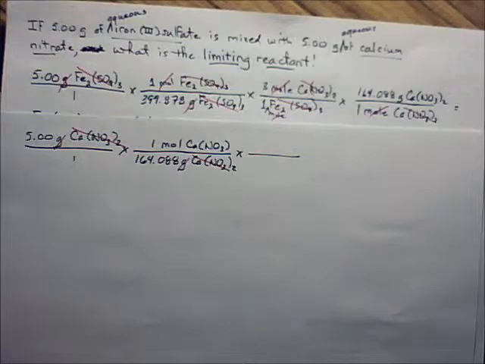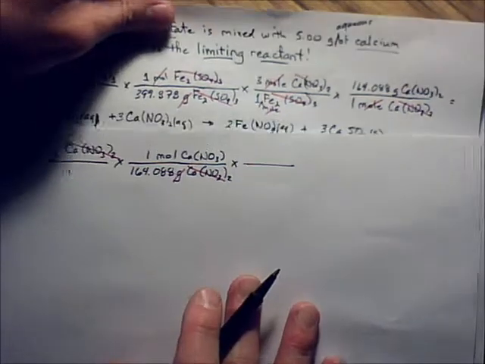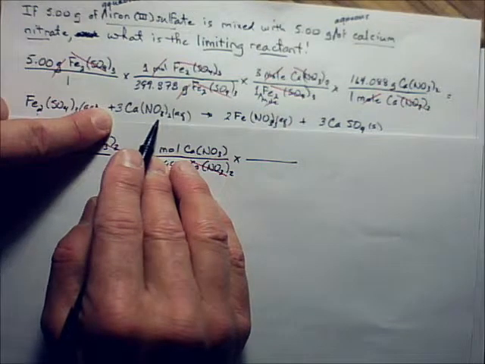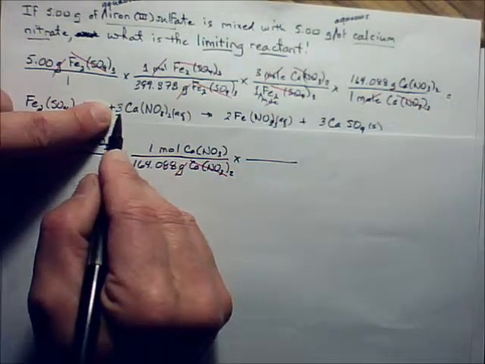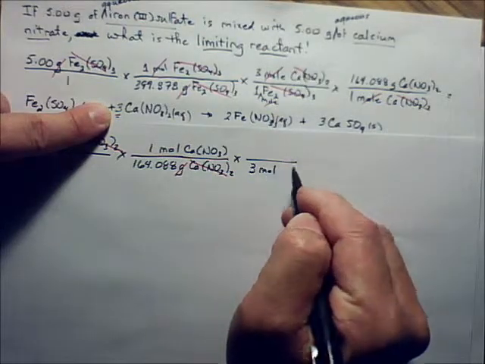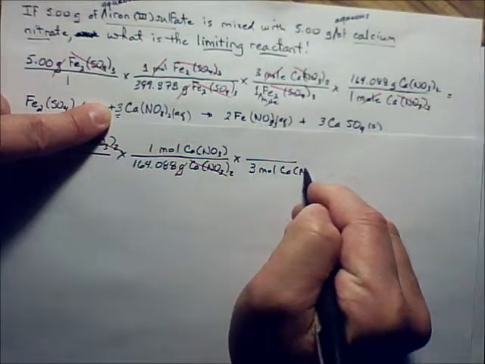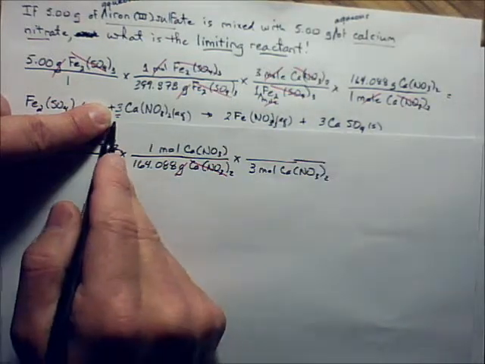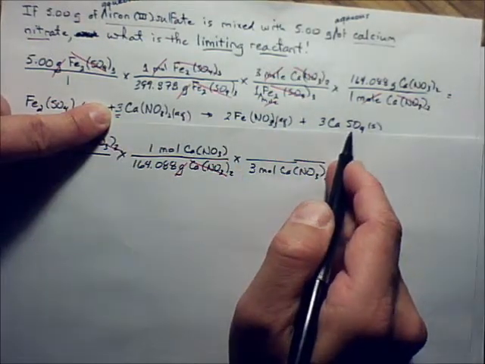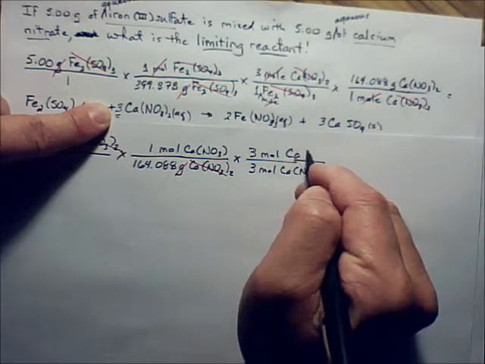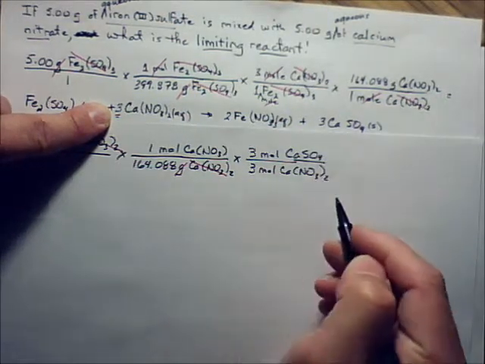But now we need our molar ratio from the balanced equation. So we need to go from 3 moles of calcium nitrate, the coefficient 3 we're going to treat like moles, 3 moles of calcium nitrate. Okay, and what we're ending up with is calcium sulfate, 3 moles of calcium sulfate.